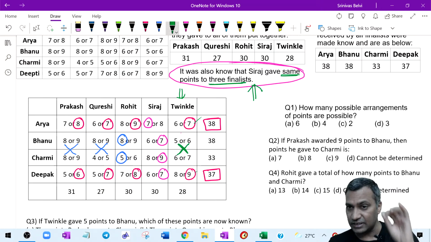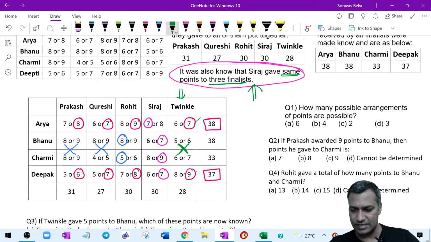Okay. Now, after this, even the questions were critical, right? Now, that's the beauty of the CAT. The way they designed this particular set, even the questions were not very easy. Okay, we kind of organized it. This 38, this 37 we could match. These two 30s we could match. Rest we could not match. We will come to questions in a while.